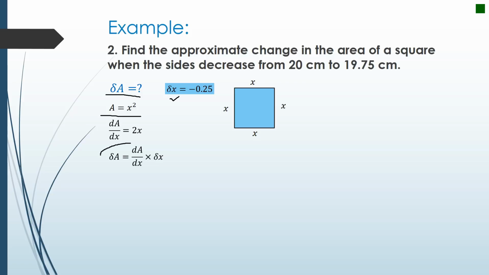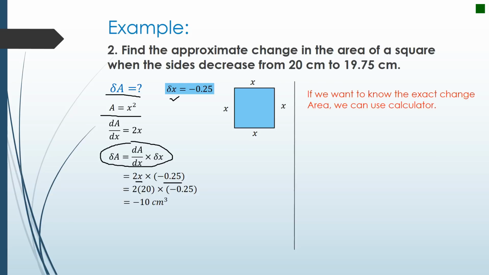By taking the increments formula, delta A is approximately equal to dA/dx times delta x. So we need to substitute dA/dx and delta x in the increments formula. Of course, we also need to substitute the original x value, which is 20, in the formula. So we get delta A equals negative 10 cm cubed. That means we found that the approximate change in the area is negative 10. That means the area actually decreases.